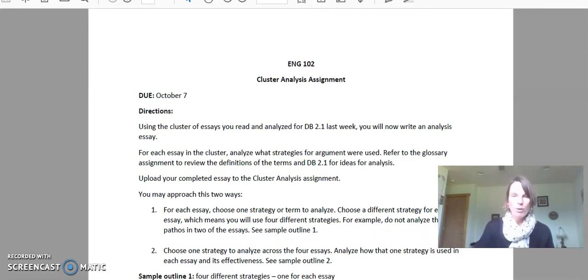So if you have any questions this week when you're working on cluster analysis, please reach out and let me know. And review discussion board 2.1, help get your ideas flowing if you need a little extra help, and also the glossary assignment that lists all the strategies and their definitions from the week prior. So we've got a couple resources to tap into, as well as reaching out to me.